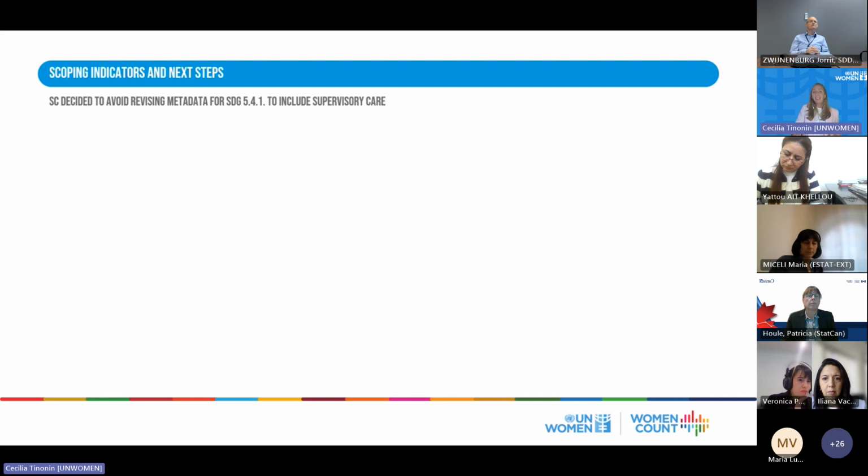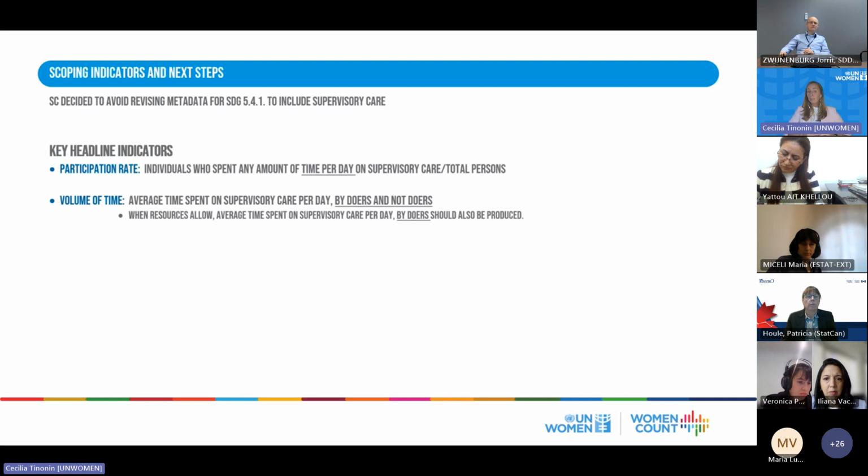My last slide: the group decided not to revise the metadata for SDG 5.4.1 to include supervisory care. This decision was basically explained by two factors. First of all, we didn't want to disrupt time series, especially at this stage where we're very close to 2030. However, we identified a few key headline indicators.